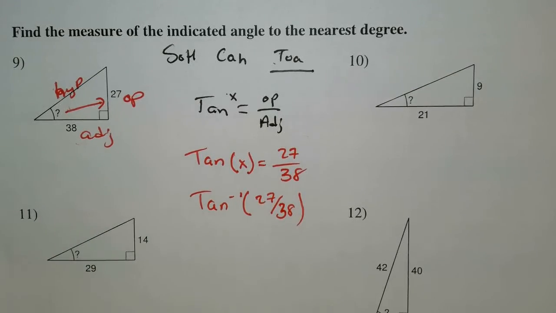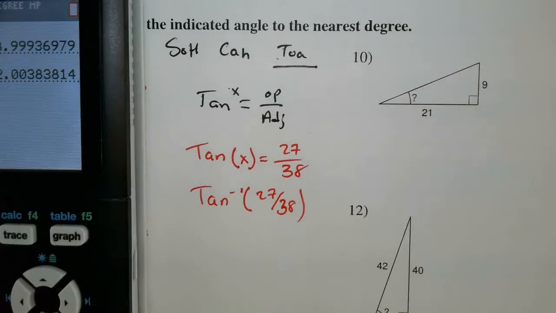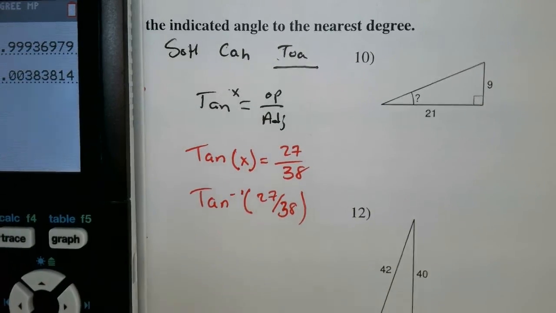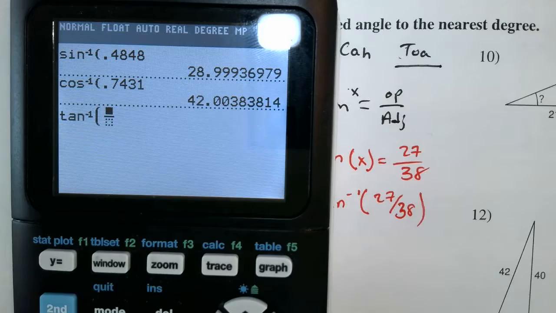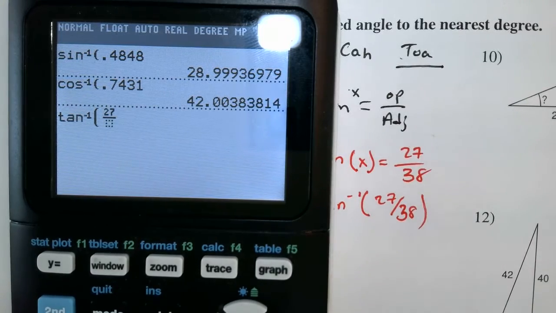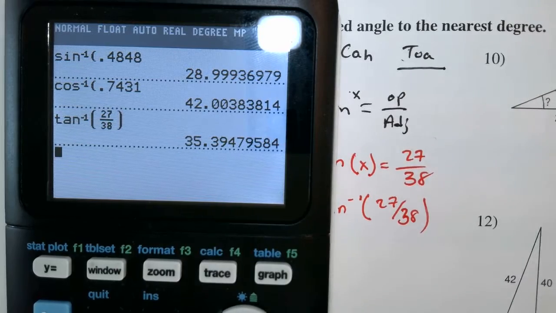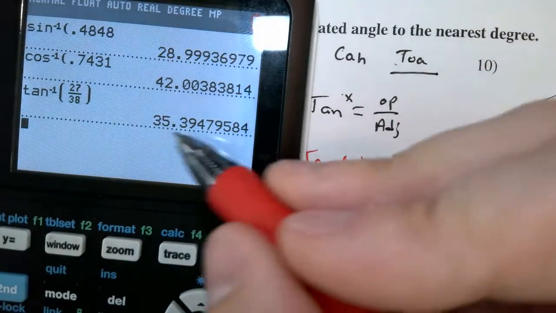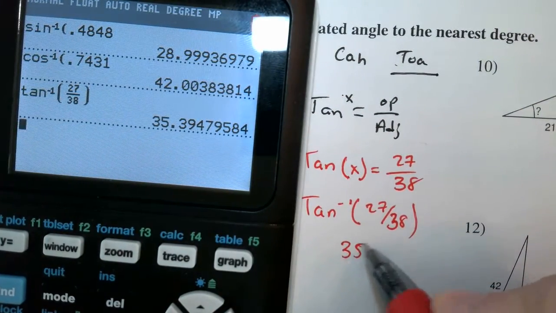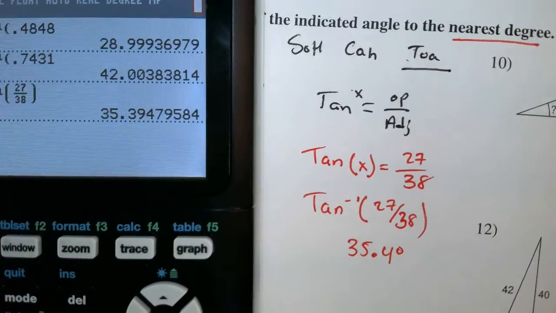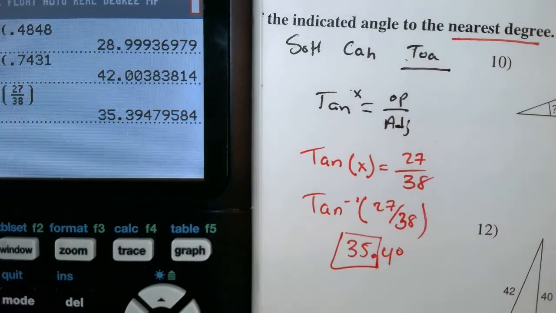So I'm going to do that. I'm going to do tan -1. And then if you have a fraction button, that would make your life a lot easier to type it in with the fraction button. But if you don't, you can just do 27 divided by 38 if you do not have the fraction button. You do have to make sure you do it correctly, though. So this is going to be 35.4 degrees. And this one also said round to the nearest degree, so that would be just 35 degrees.